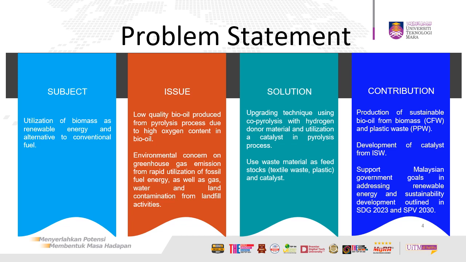Some of the contributions outlined after fulfilling this project. The first one is production of sustainable bio-oil from biomass, which is using cotton fabric waste and plastic waste, which is using polypropylene waste. The second one is development of the catalyst from industrial solid waste. And the third one is it will support the nation's government goals in addressing renewable energy and sustainability development outlined in SDG 2023 and also SPB 2030.